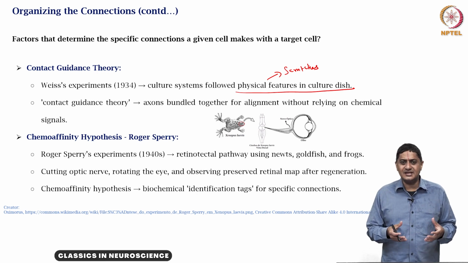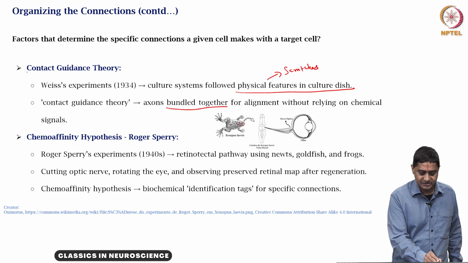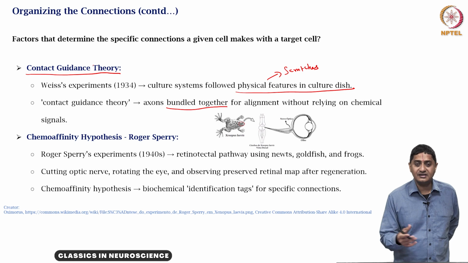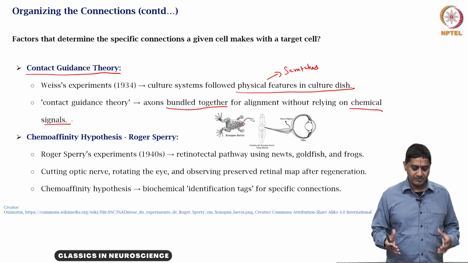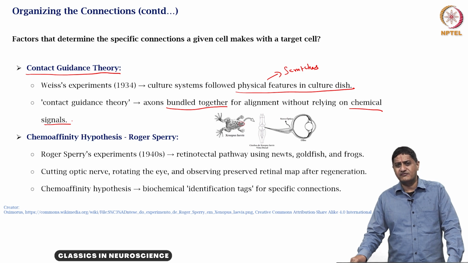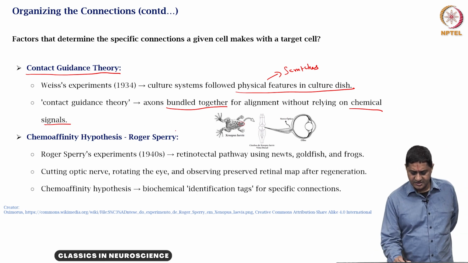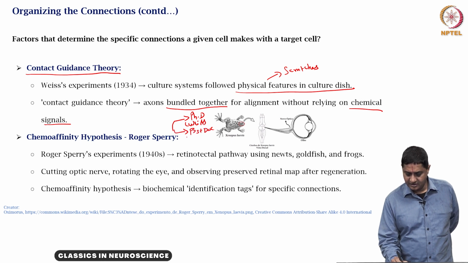So, the trajectory remained the same. They are in constant physical touch. They are bundled together and they are in physical contact with each other. That by itself led to this theory being called the contact guidance theory. This suggested that there was no need for any chemical signaling to happen between the neurons. These ideas of Paul Weiss were followed up by one of his students. Roger Sperry was one of Paul Weiss's students. He did his PhD with Weiss and went on to do a postdoc with Carl Lashley.